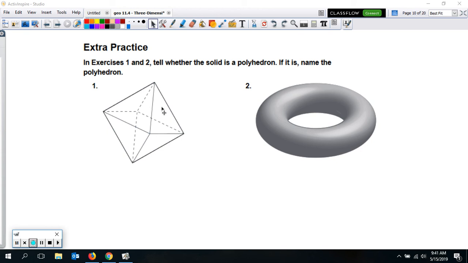So number 1, you should notice that this is a polyhedron. There's no curves on this. And so we want to see, okay, what kind of polyhedron is this? This would be an octahedron. So it's actually not going to be a pyramid or a prism on this one, because this is really formed by 2 pyramids. So when you put 2 pyramids together, you end up with 8 sides now.